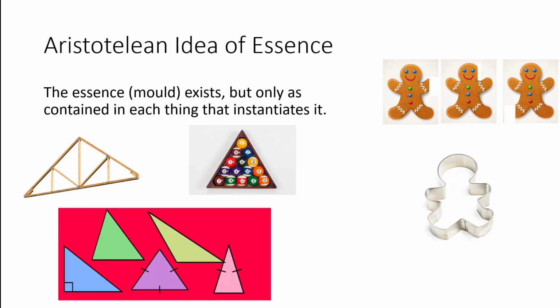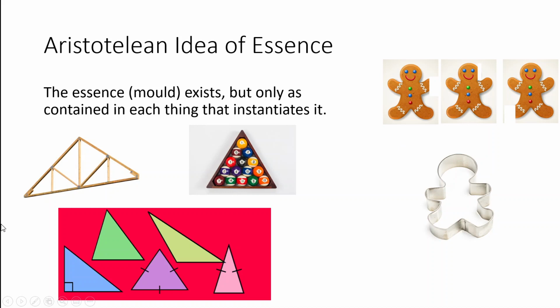Now Aristotle, who was Plato's student, disagreed with him. Aristotle said, yes, I think essence exists, but I don't think it exists in a separate realm. I think that the essence or the mold of things exists in each thing, only contained in each thing that instantiates it. So think of the gingerbread men and the mold. In this example, Aristotle is saying the mold doesn't exist separately. It exists in each of the gingerbread men.